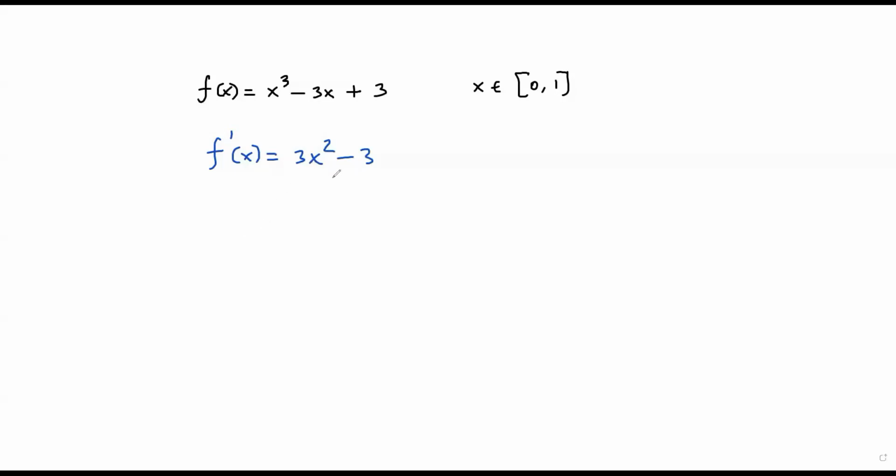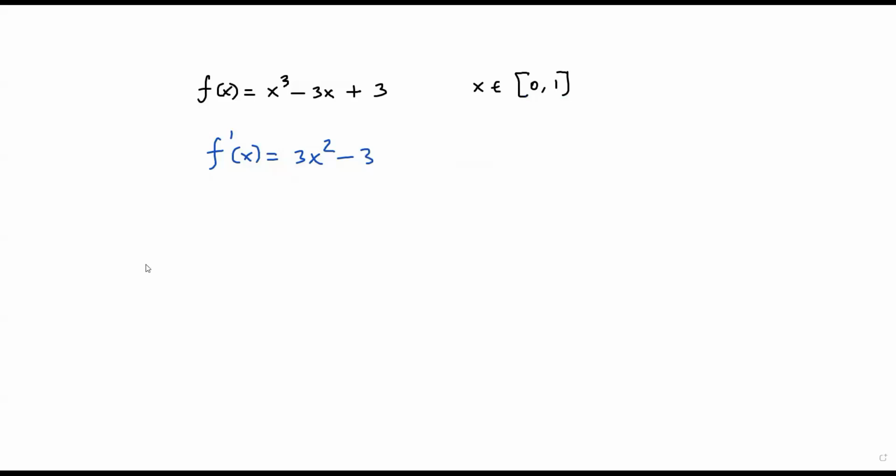Here the derivative is also a polynomial, so it is defined for all real values of x. So it is defined on the closed interval 0, 1. So the first two conditions of Rolle's theorem are met. Now we have to check the third condition, that is, we have to plug the boundary values 0 and 1 into the given function.